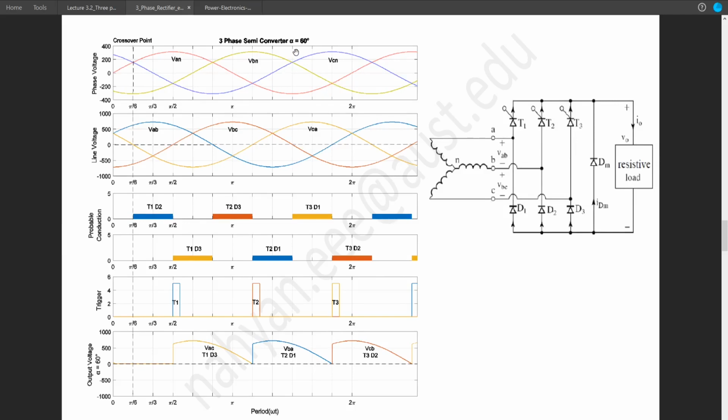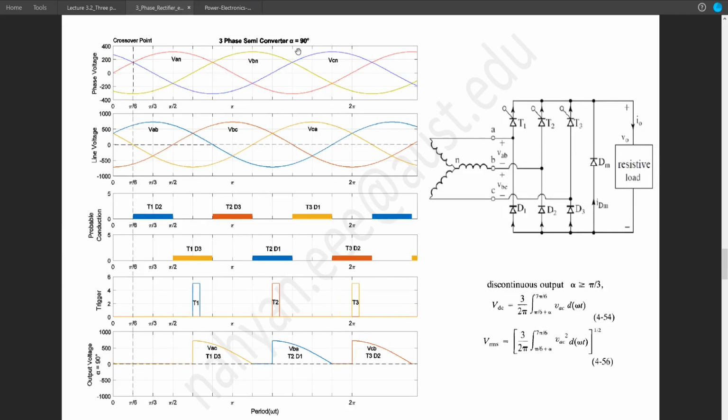If we continue to increase the angle by another 30 degree, which is alpha equal 90 degree with respect to this crossover point, here is a quick reminder. Each block is of 30 degree, so 3 blocks means 90 degree with respect to this crossover point. So T1 is turned on at this moment, so we will have our output from that moment on, and we will have VAC due to T1 and D3.